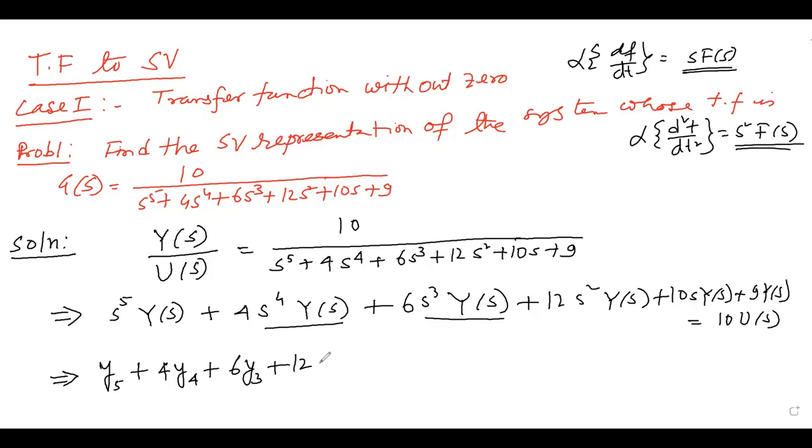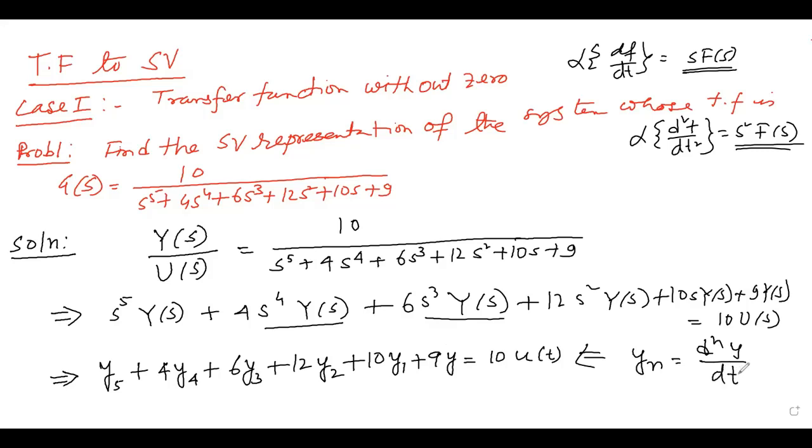plus 12 d2y/dt2 plus 10 dy/dt plus 9y is equal to 10u(t). Now, what does yn signify here? yn means the nth derivative of y. Okay.